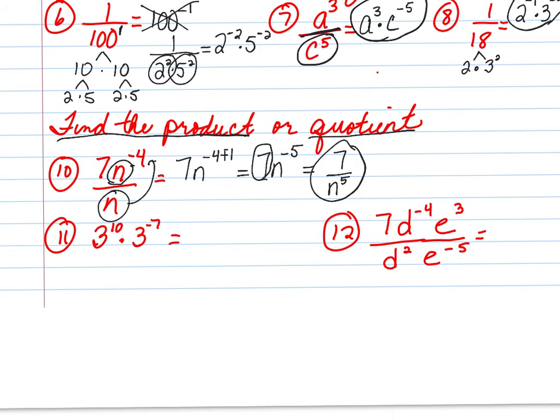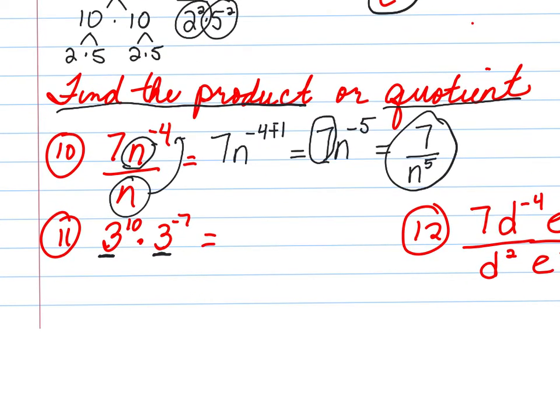Number 11 is a product, right? 3 is the base. 3 is this one's base. They have the same bases. They are being multiplied together. What does the rule say to do, Maria? So we're going to go 3 to the 10 plus negative 7, which is? 3. And we're good, aren't we? That doesn't have a negative exponent, does it? No, we're good here.